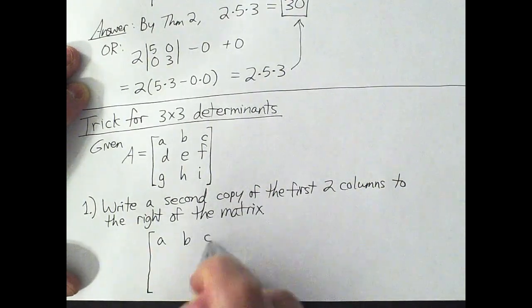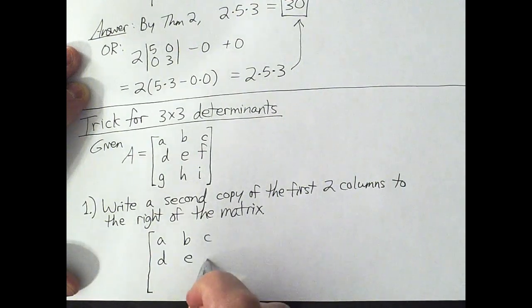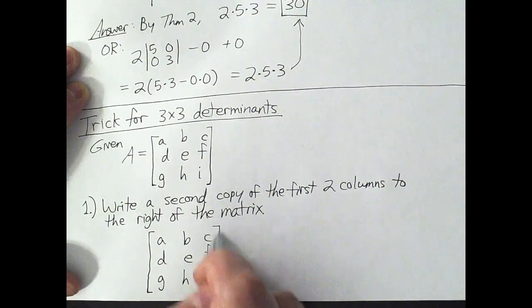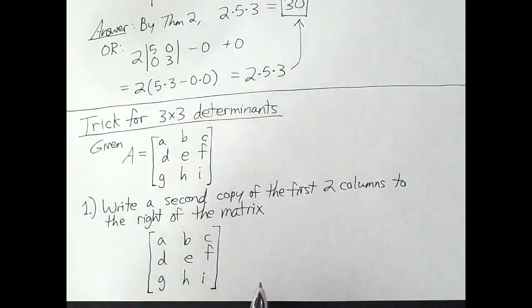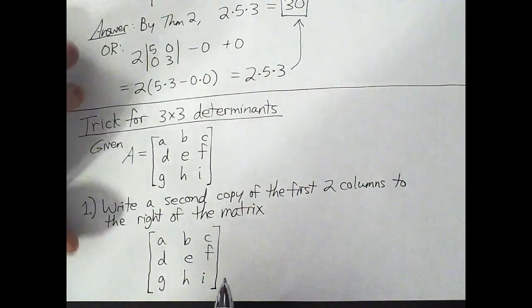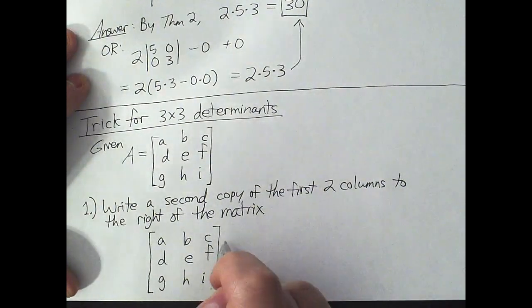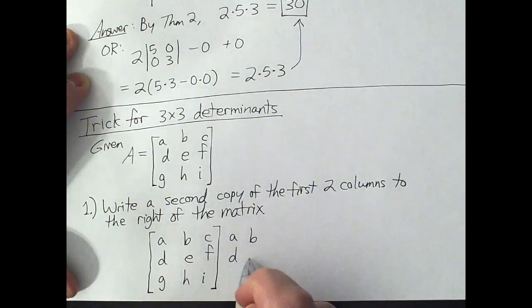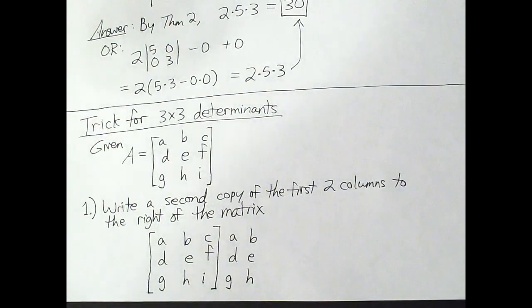So here is our matrix. G, H, I. Close the matrix. And this step is telling us write a second copy of the first 2 columns to the right of the matrix. That seems weird, but let's just do what it says and see where we are headed with this. That's what it says to do. I wrote a second copy of the first 2 columns to the right of the matrix.